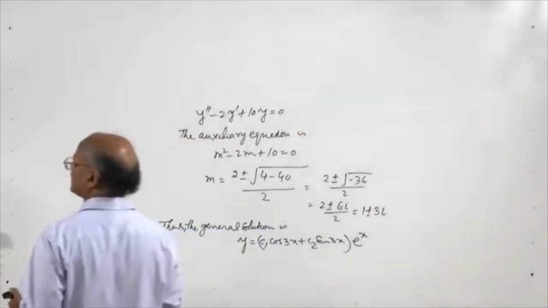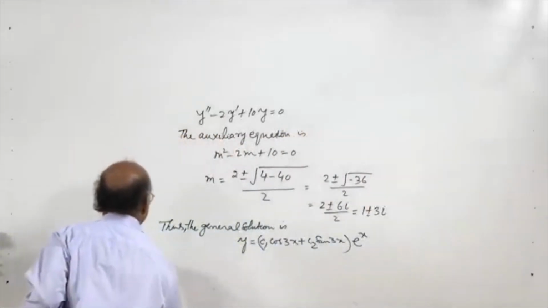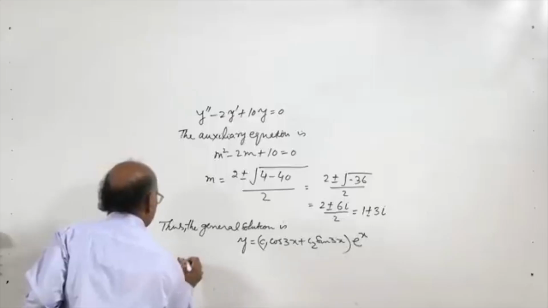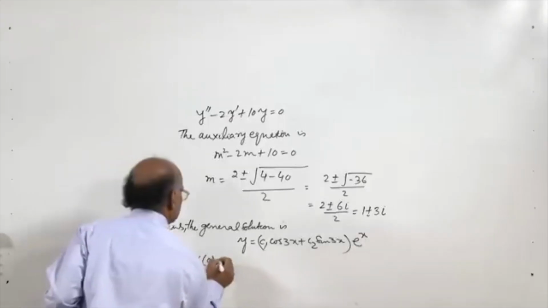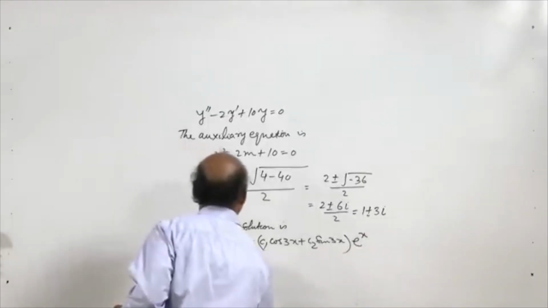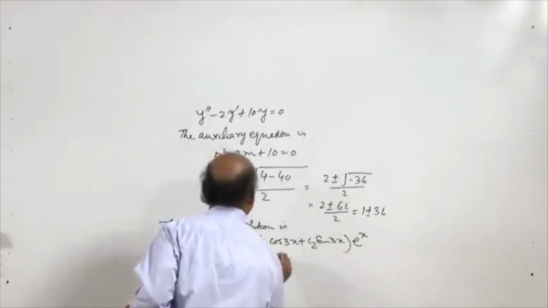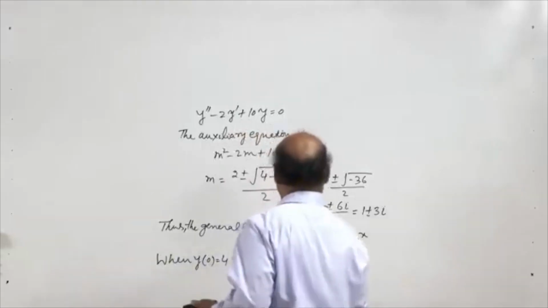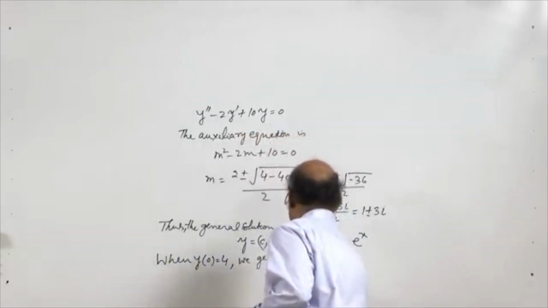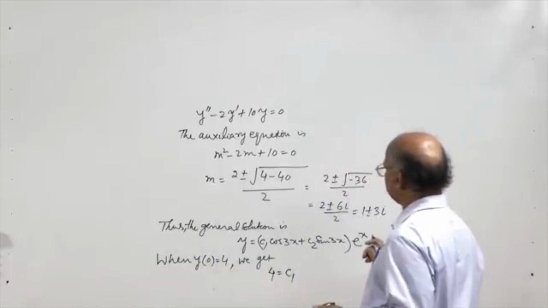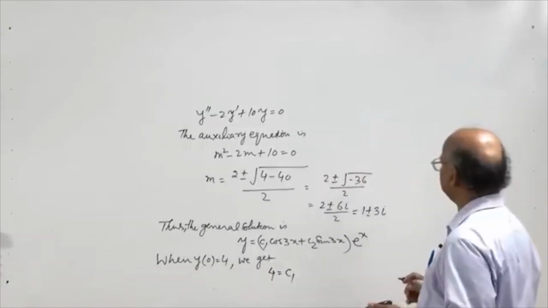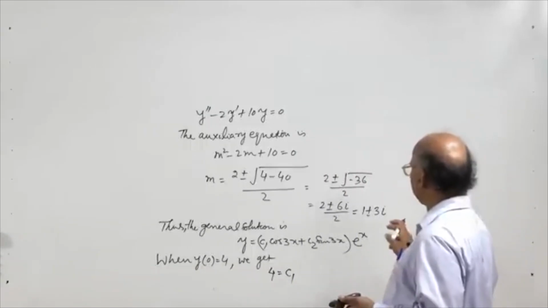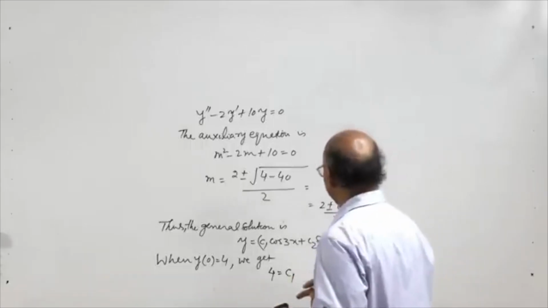So let us first take y(0) equal to 4. When y(0) equal to 4, putting x equal to 0 here, we get 4 equal to C1, because when x is equal to 0, cos 3x is 1 and sin 3x is equal to 0 and e to the power 0 is equal to 1. So, we have got the value of C1.